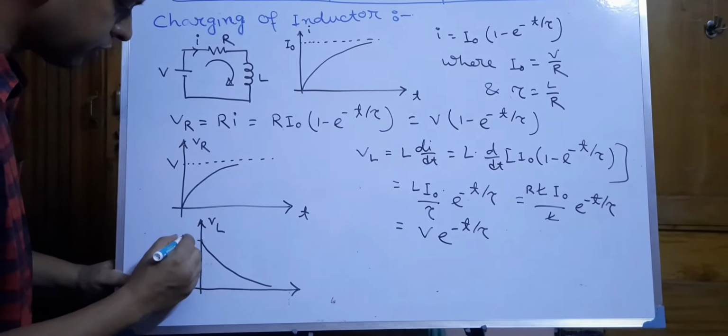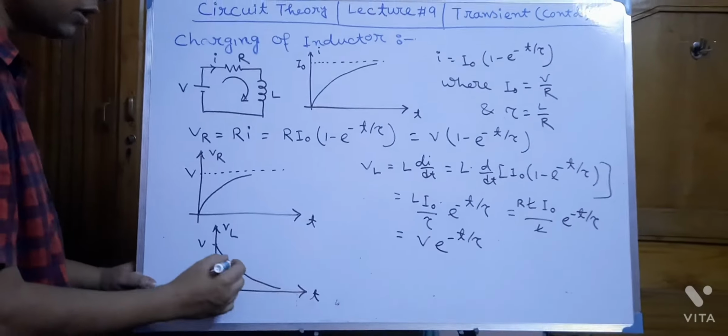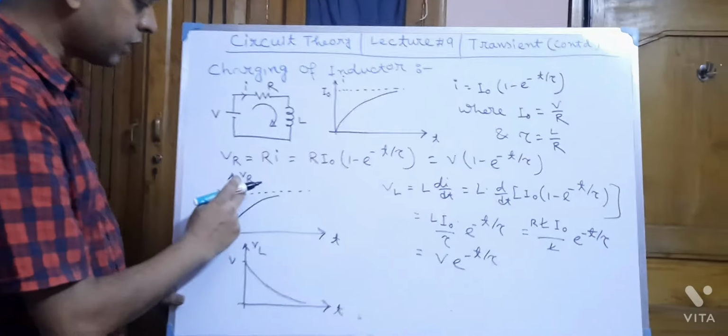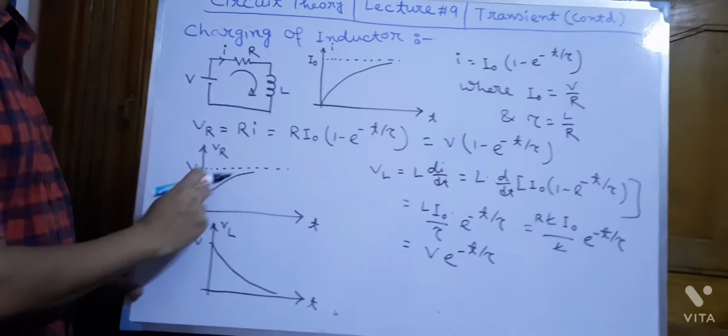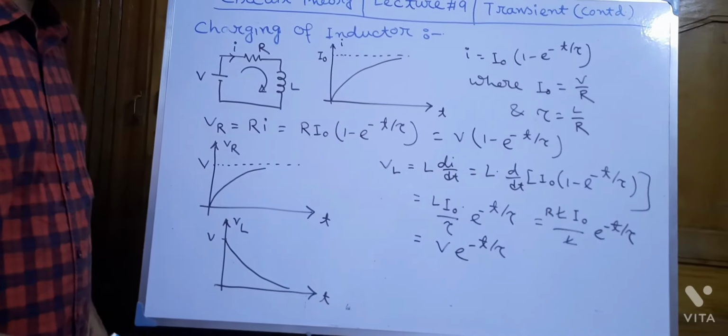The voltage across the inductor will decay and the voltage across the resistance will increase. Okay?